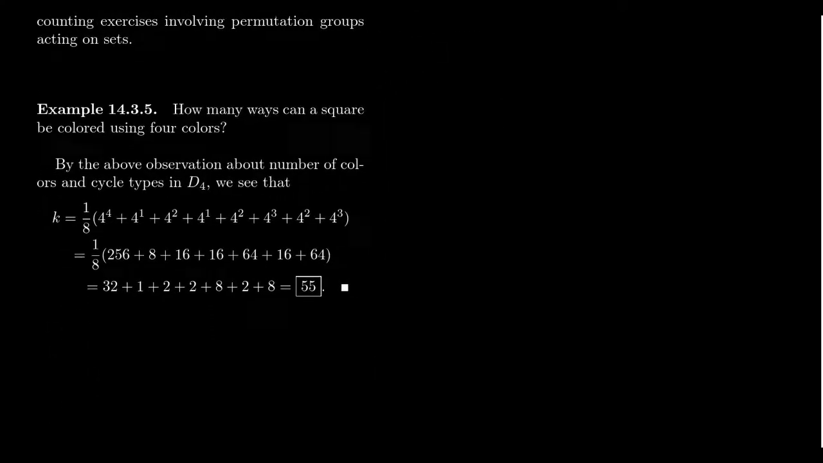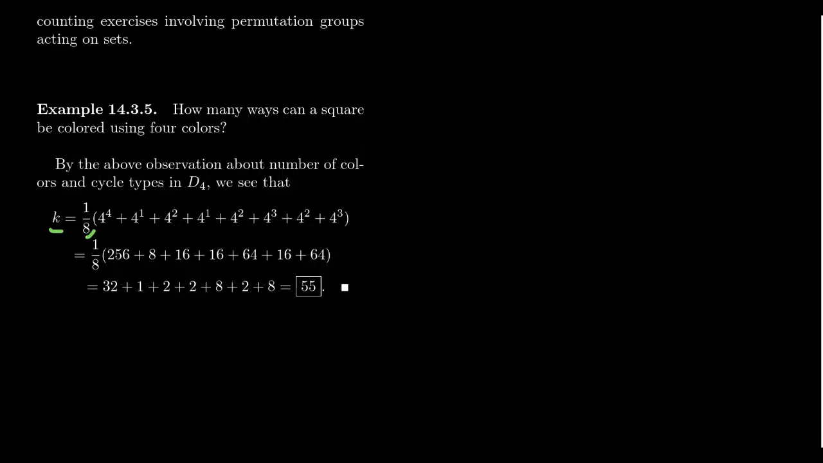I want to redo this exact same example that we did a moment ago, but this time let's color the square's vertices with 4 different colors. If I have 4 different colors, how many possible ways could we color the square up to equivalence? Well, we're trying to compute k. What are the number of orbits of this group action up to equivalence? That's what orbits are measuring here.